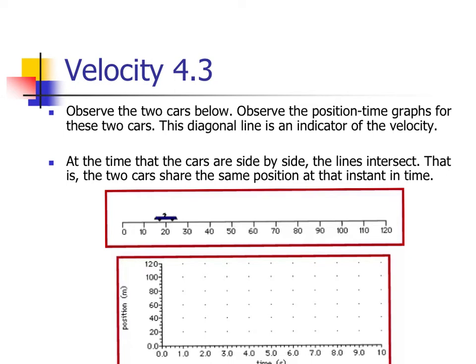When these two cars are side by side, the lines intersect because they are occupying the same position at the same time.